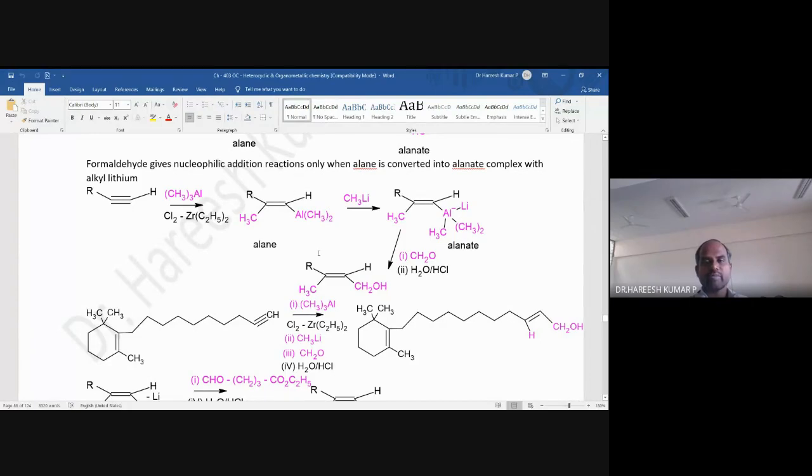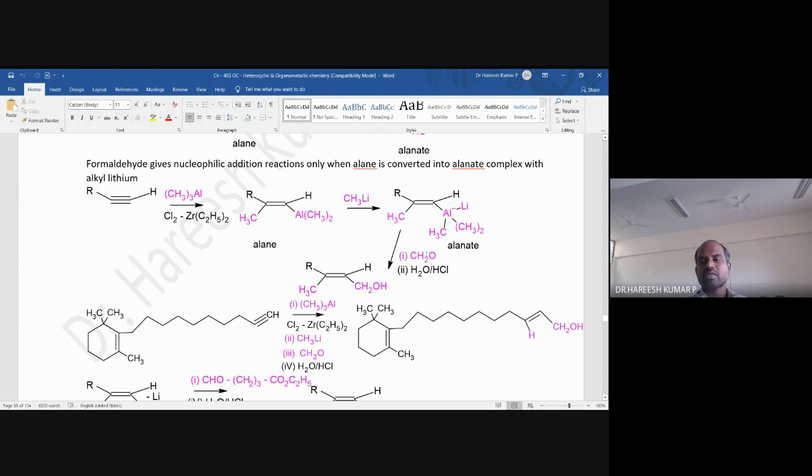The obtained intermediate, when it is treated with methyl lithium, will convert alane into alanate. How will it convert? There will be a new bond formation between this aluminum and the methyl group, and at the same time there will be anion formation. That's what I have written. This is the alanate. Now this is ready for the nucleophilic substitution reaction. It will act as a nucleophile and there will be a new bond formation between this carbon and this carbon.